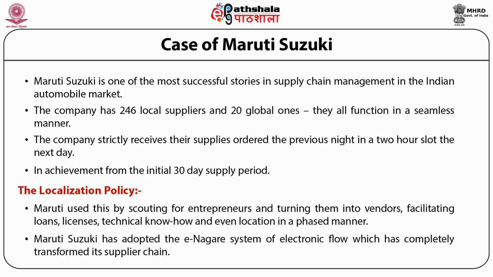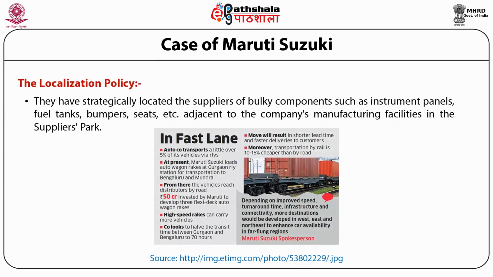To achieve just-in-time material supplies, the company has given preference to locally based suppliers. Over 76 of the company's 246 suppliers are located within a 100-kilometer radius. They are strategically located. The suppliers of bulky components such as instrument panels, fuel tanks, bumpers, seats, etc., are adjacent to the company's manufacturing facilities in the supplier park. The aim to localize and keep the cost as low as possible has worked fruitfully.